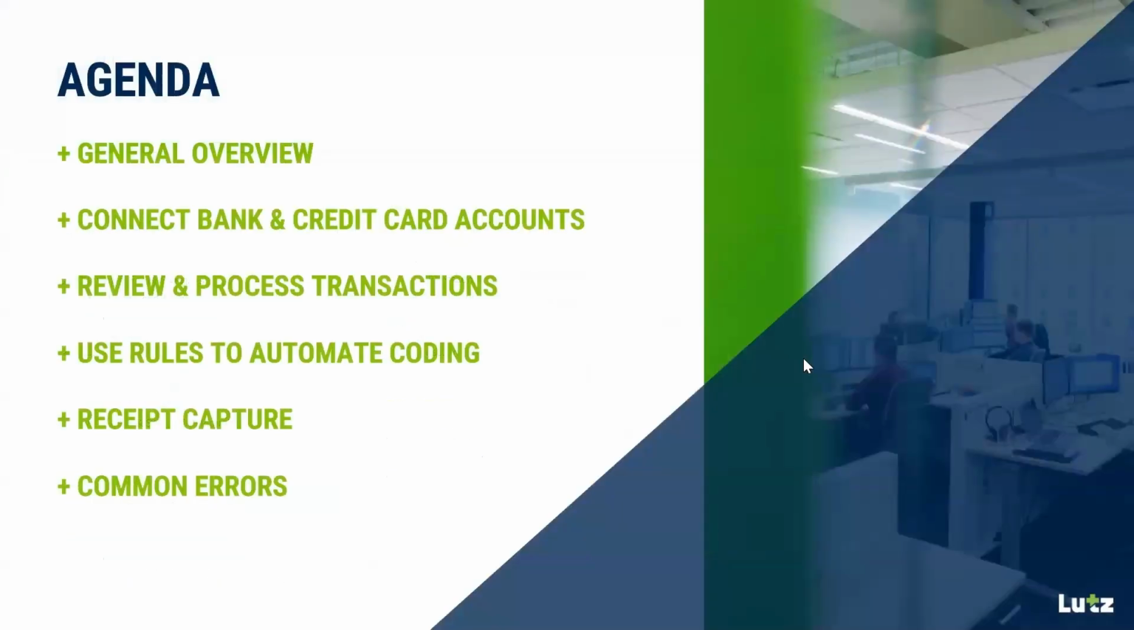What we're going to go through today, we're going to start with a general overview of the banking transactions. I'm going to go through connecting your bank account and your credit card accounts. We're going to review and process the transactions that come through on bank feeds. I'm going to show you how to set up rules to make that coding even faster. I'll show you guys how to import receipts and make expenses out of those. And then I'll go through some common errors that you can be careful of.